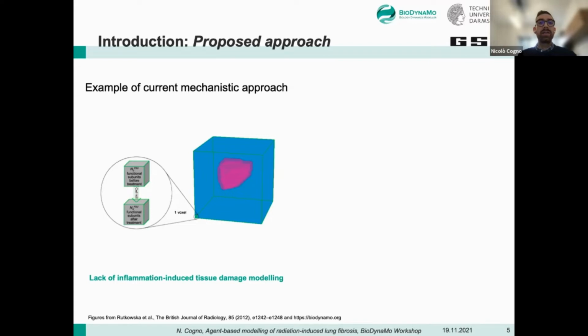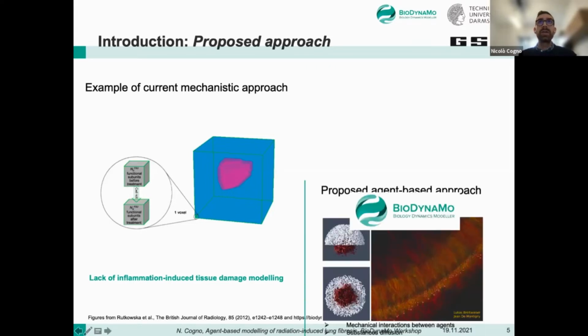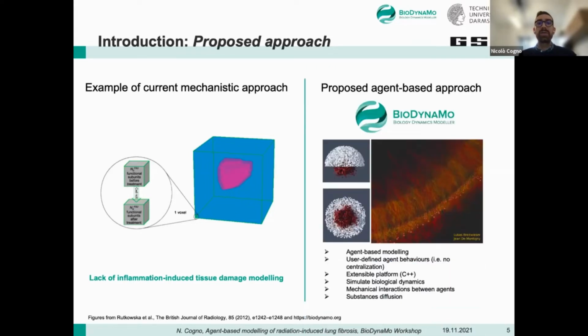But you can already notice that this oversimplifies the mechanisms that we showed before, as it lacks inflammation-induced tissue damage modeling. And moreover, this kind of modeling lacks a description of the time course of the disease, which is particularly important to determine the fate of the patient. So to overcome these shortcomings, we propose the use of agent-based modeling to replicate the complex network interactions taking place after the irradiation of the tissue.